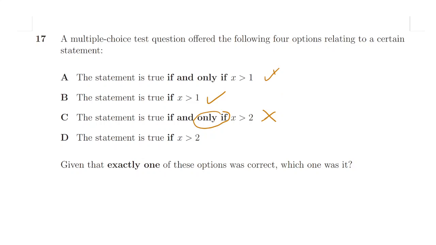Okay, how about D? The statement is true if x is greater than 2. Well, that's also true, because if x is greater than 1, it implies that x greater than 2 is also true. Without the equals, I don't know why I said the equals. So if B is true, then D is true. So bad. Not exactly 1.